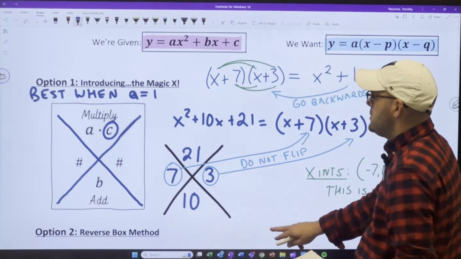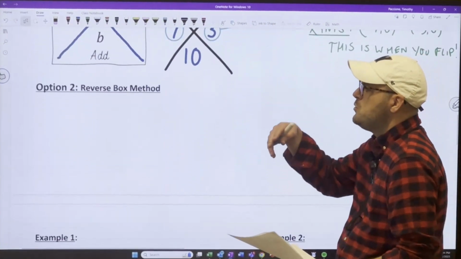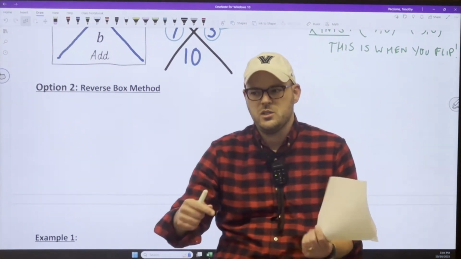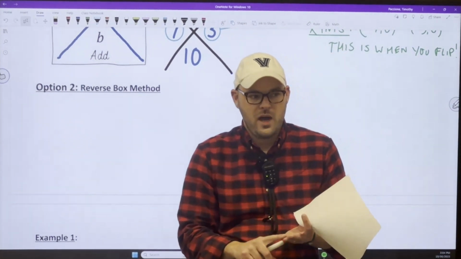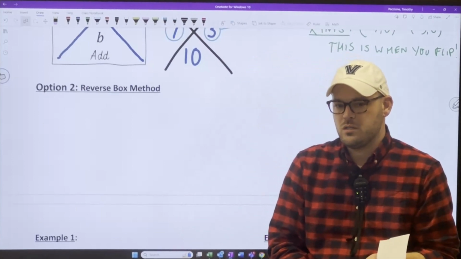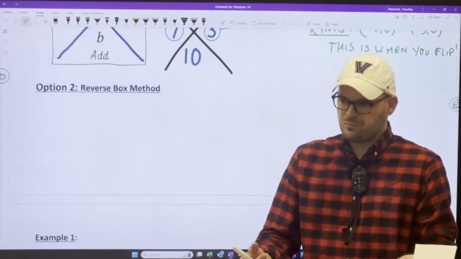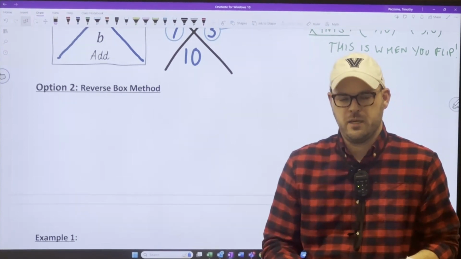All right, so let's look at the same example, but the good thing about me showing you this method is, one, you're going to want it when a isn't 1. And two, this is kind of why the puzzle works. And I don't like to just give you tricks without showing you why they work. We're not here to learn tricks. We're here to learn concepts, right?